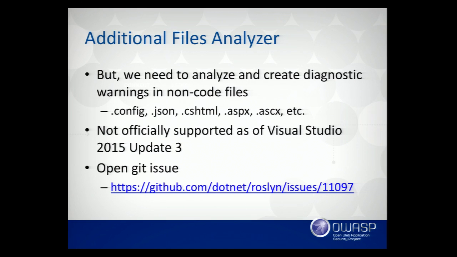But the next step is, after analysis, I actually need to add a diagnostic warning to the additional file. That was the biggest hiccup. Visual Studio doesn't officially support this. The best part about this being open source is that I went on to GitHub and I found three guys that had made recent commits to the Roslyn API, and their email address at Microsoft is on there, and I emailed them, and I said, hey, this is what I'm trying to do. They pointed me to this Git issue.